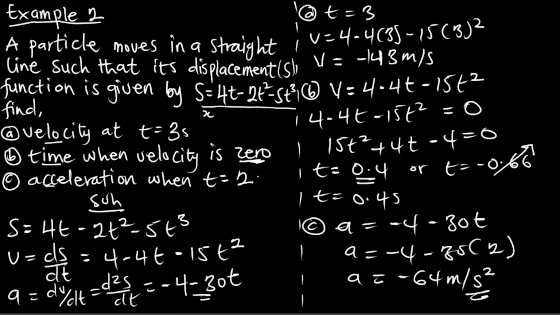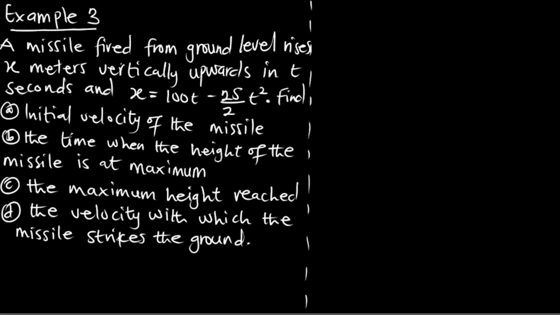It's quite interesting and very simple when it comes to the velocity and acceleration application. Are you okay? So you go through, you know how to calculate your stuff. Example 3. This is quite interesting. A missile fired from ground level. Pay attention to this example. It contains some physics ideas where we have to analyze things, but it's still application of differentiation.